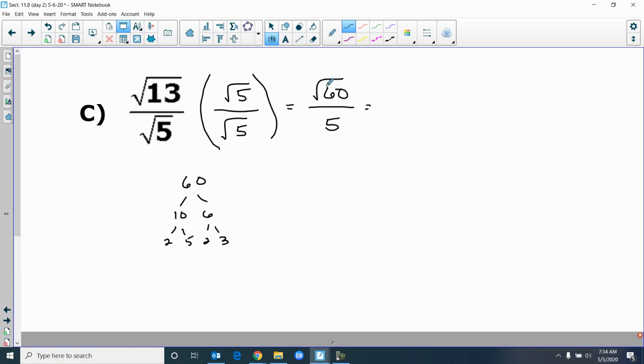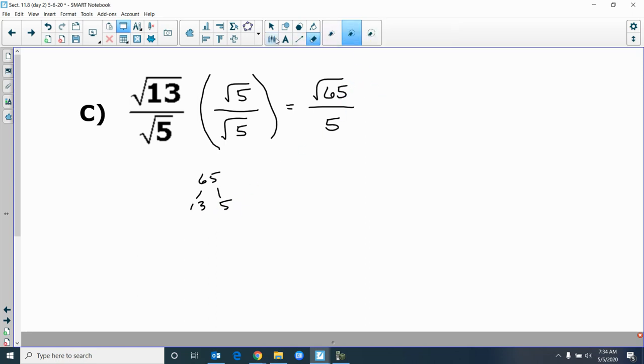Actually, 13 times 5 is not 60. I lied to you. It is 65. All right, it is 65. And now 65 does not reduce because that is 13 times 5. And that's all you can do with that one. So we are done actually with this one. That's all we can do. Square root of 65 over 5.